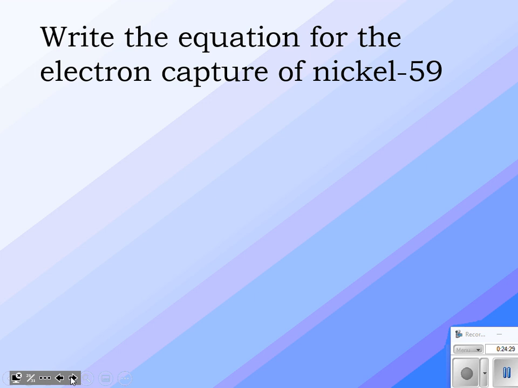Write the equation for the electron capture of nickel 59. Okay? So I'm dealing with nickel 59. What does nickel 59 tell me? The mass is 59. Obviously, my symbol is nickel, Ni. What is my atomic number for nickel? 28. So I'm going to have nickel 59, 28.